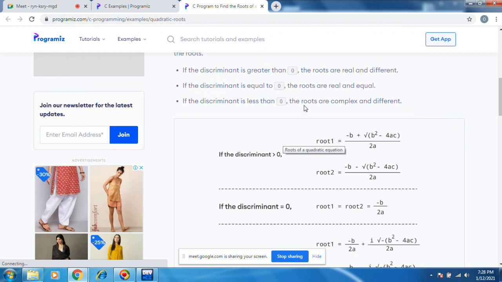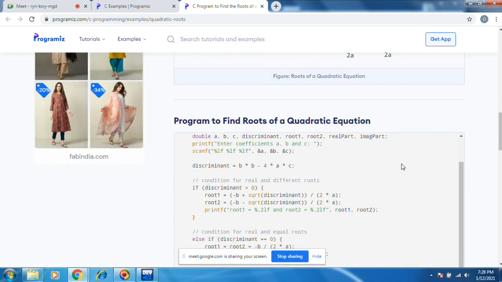First of all, we'll calculate the b square minus 4ac. If the discriminant is greater than 0, then there are two real roots. If the discriminant is 0, we have only one root. Root 1 and root 2 have the same value. Two roots are there, but the same value it will be. Root 1 equal to root 2 equals minus b by 2a. Let's see the same program.